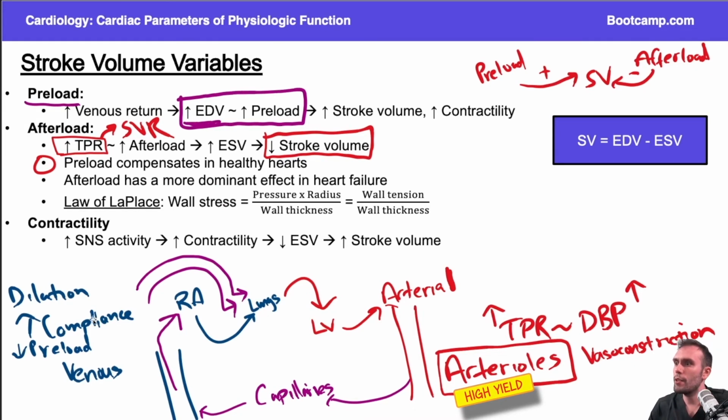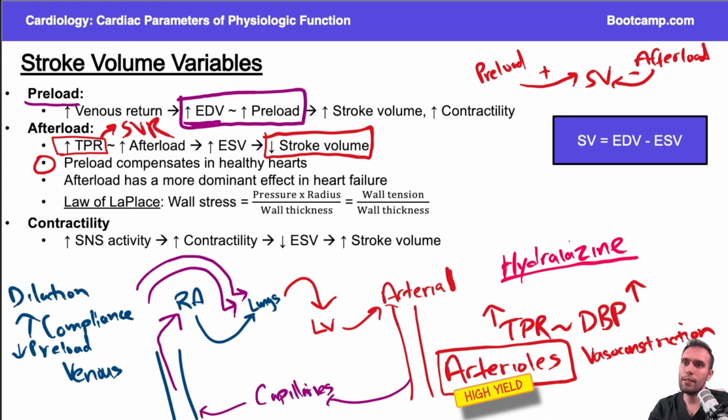Remember, I talked about nitrates a minute ago causing venous dilation. Now, on the arterial side, we're talking more about arterial vasodilators. So you might say, okay, like what? Hydralazine is the big one. Okay, so hydralazine is an arterial vasodilator.